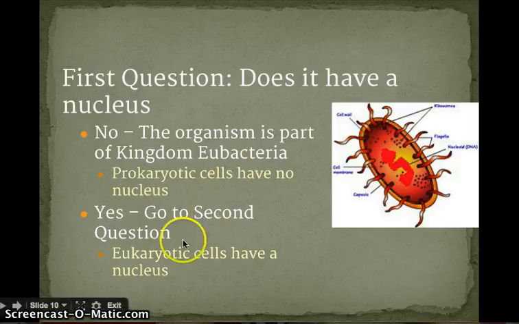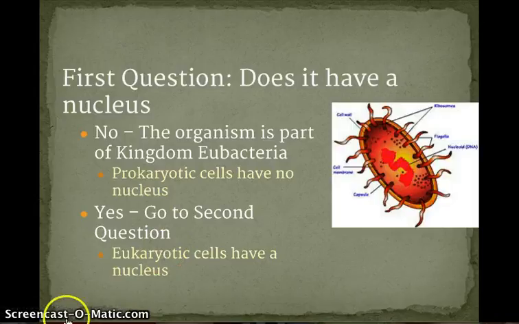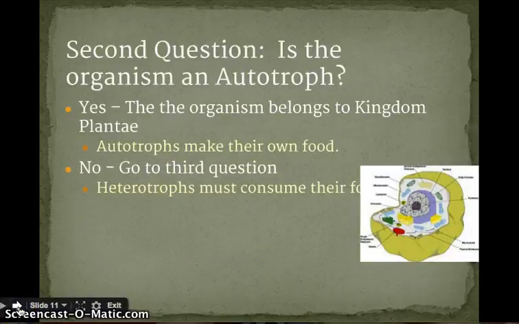If it's yes, then we have to ask ourselves a second question, because remember, animals, fungi, and plants are eukaryotic. Second question: is the organism an autotroph? If it's yes, then the organism belongs to kingdom Plantae. Remember, only plants are autotrophs. So now we already have a eukaryote, and we're trying to distinguish between the three eukaryotes. If it's no, then it's going to be a heterotroph and eat its food. But there are two heterotrophs: animals and fungi.